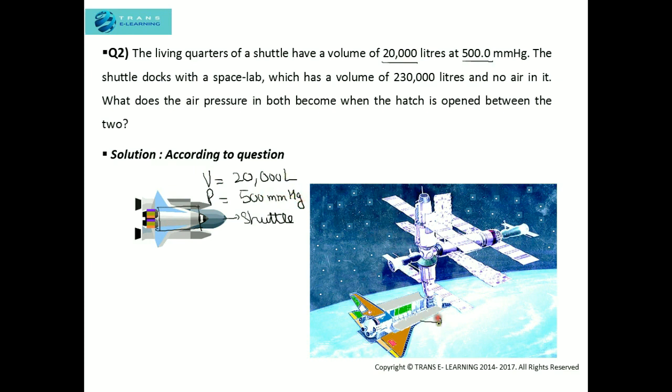Now this shuttle docks with the space lab. The volume of the space lab is given as 230,000 liters, and there is no air inside the space lab. The question arises, what does the air pressure in both become when the hatch is open between the two?